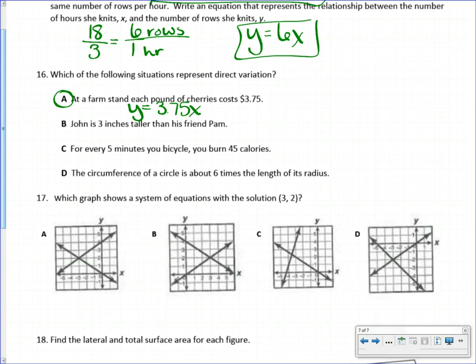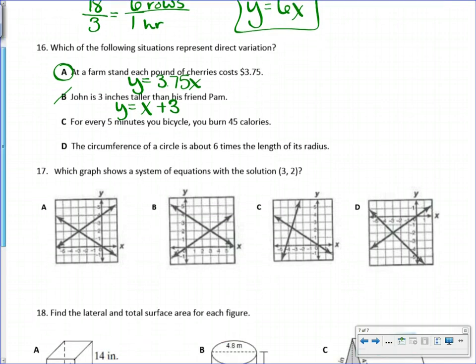John is 3 inches taller than his friend Pam. So 3 inches taller is just going to be y equals x plus 3. So his friend Pam's height plus 3. That's non-proportional, so it's not direct variation.